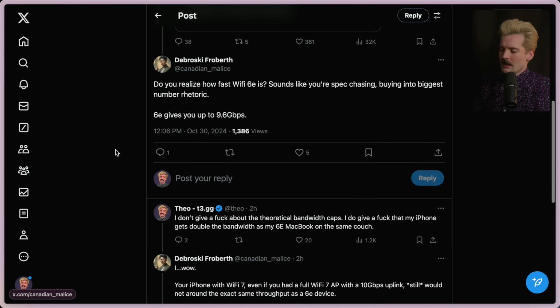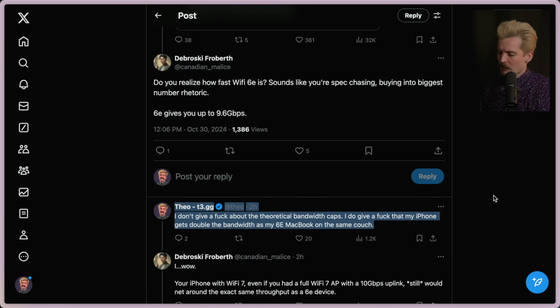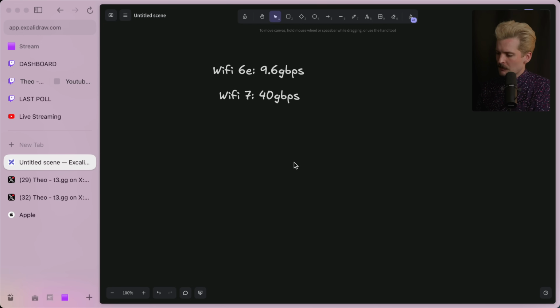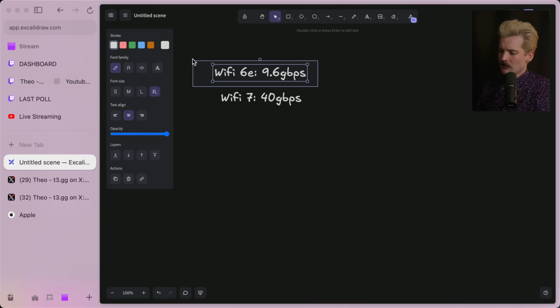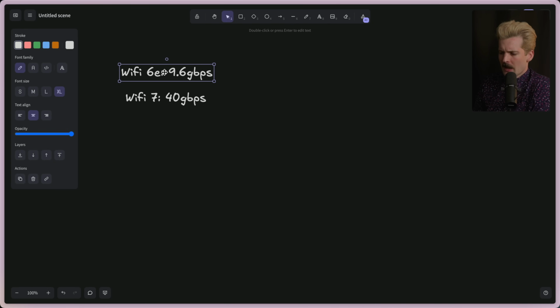What I wanted to say, and I was polite, is this person clearly doesn't understand anything about how wireless standards work. But what I said here instead is, I don't care about the theoretical bandwidth caps. I care that my iPhone gets double the bandwidth as my 6E MacBook on the same couch. I was wrong. It's triple. So Wi-Fi 6E is 9.6 gigabits per second, and Wi-Fi 7 is 40. That's faster than the Ethernet speeds I was showing. Clearly, that should be fine, right?